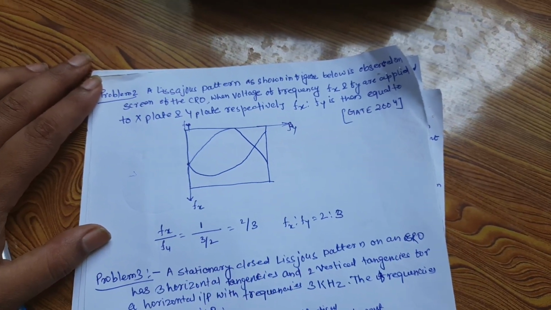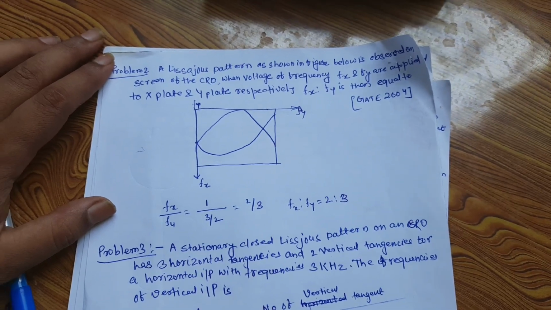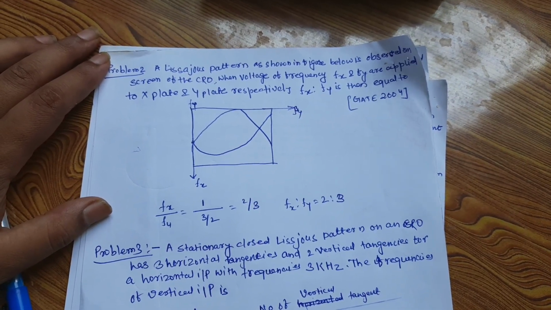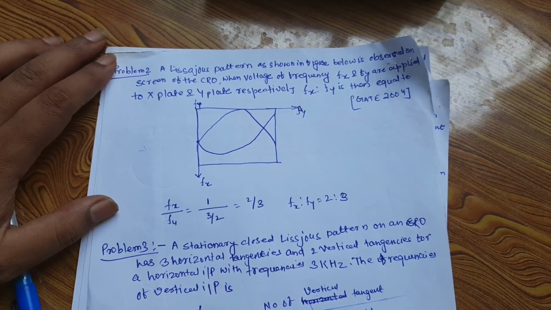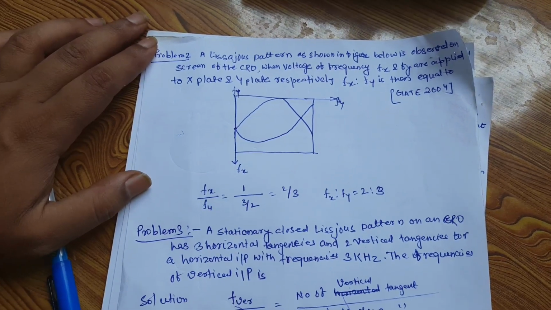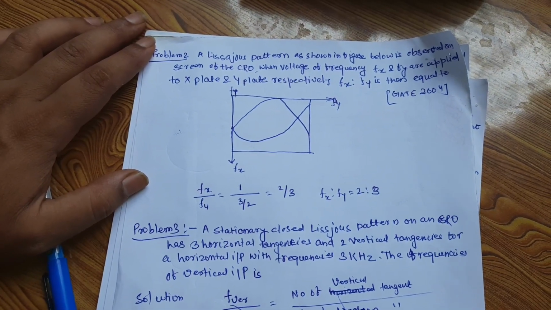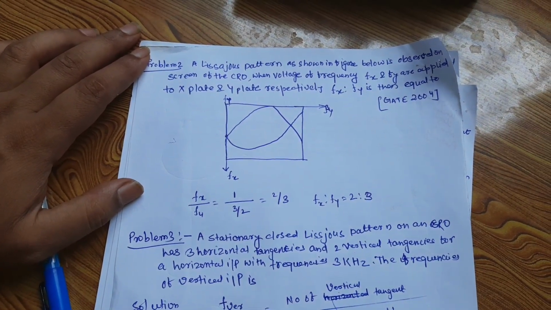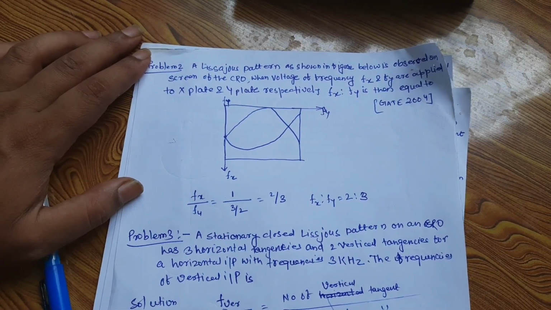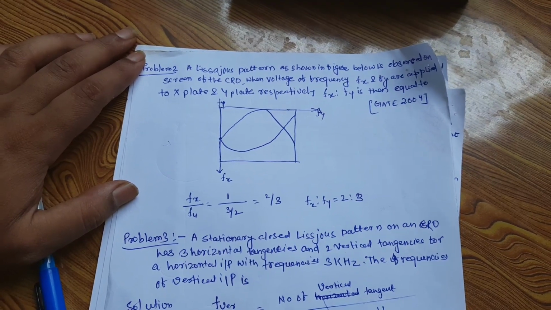So we have to solve this problem carefully. It is the most popular type of question that comes in the GATE examination. One example is from GATE 2004. A Lissajous pattern as shown in the figure below is observed on the screen of the CRO when voltages of frequency fx and fy are applied to the x plate and y plate respectively.